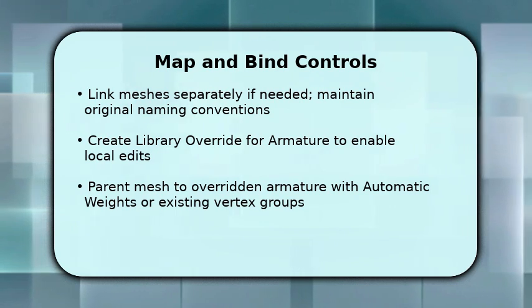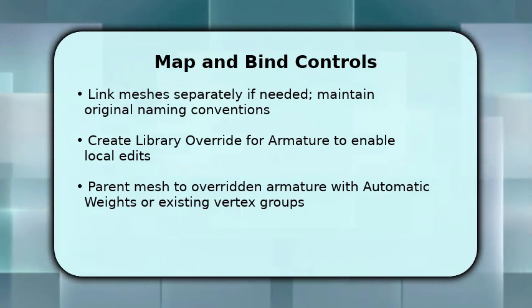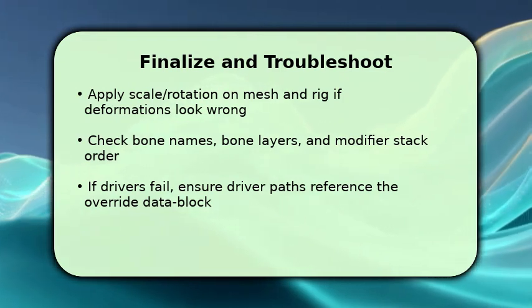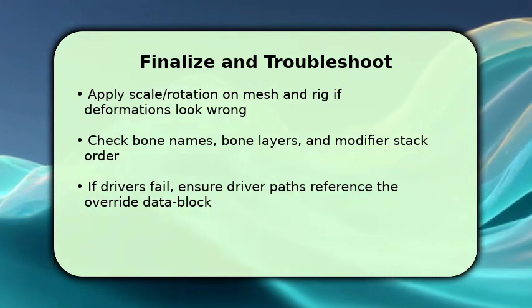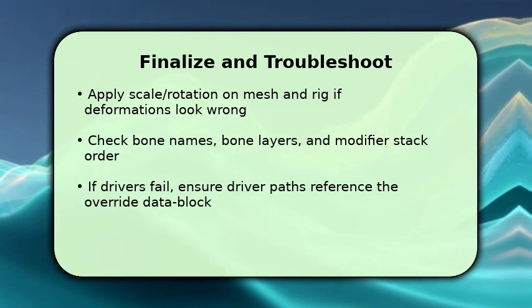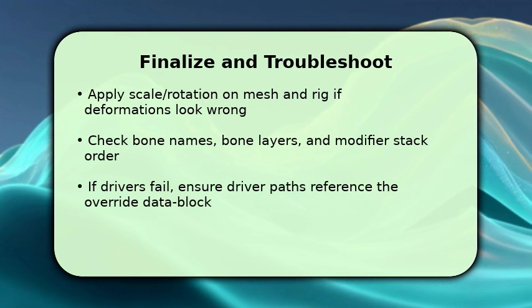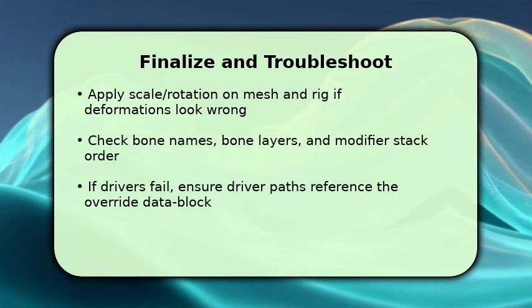You finish by testing poses and playback. If deformations are off, apply scale and rotation to both mesh and overridden armature, then recalculate normals and reevaluate the armature modifier order. Once satisfied, save a new local .blend while keeping the linked source unchanged.